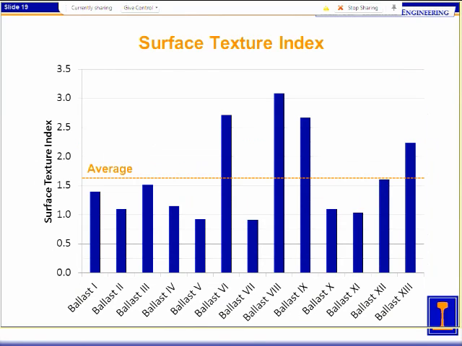Surface texture index, all over the place here. Below 1 in some cases, meaning it's very, very smooth, and up to about 3.1 or so, and very, very rough particles there.